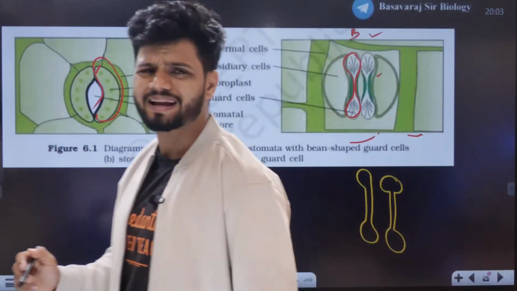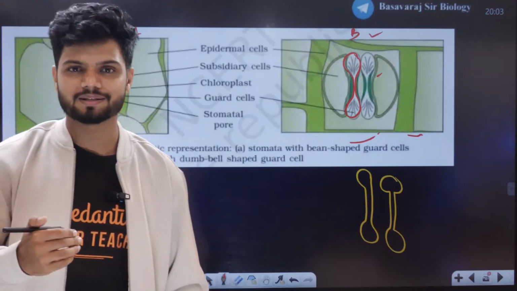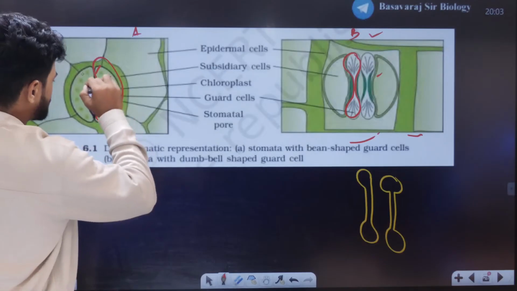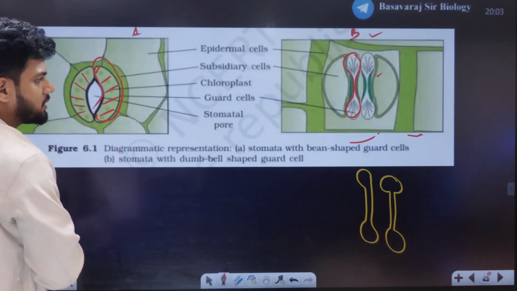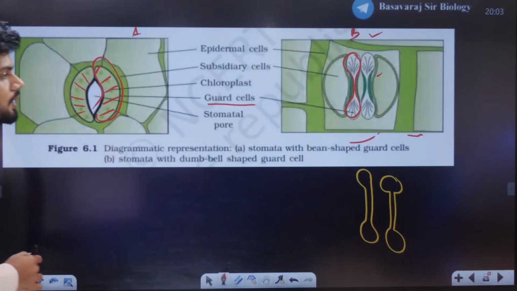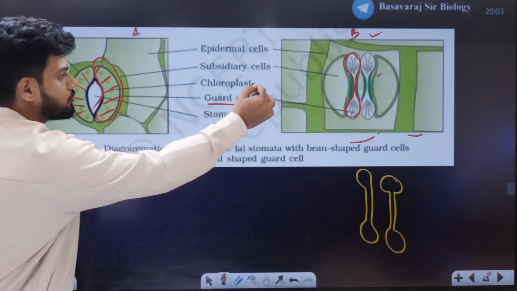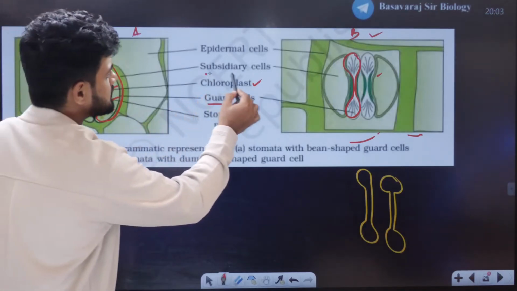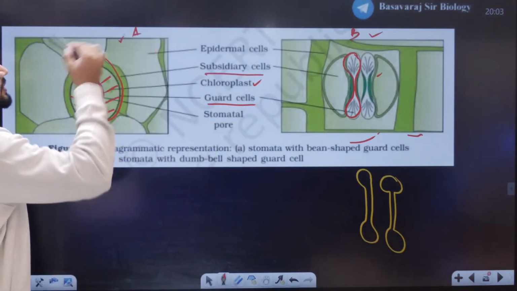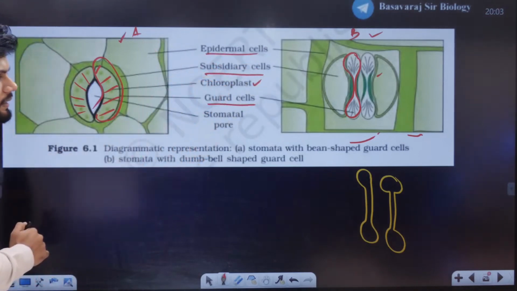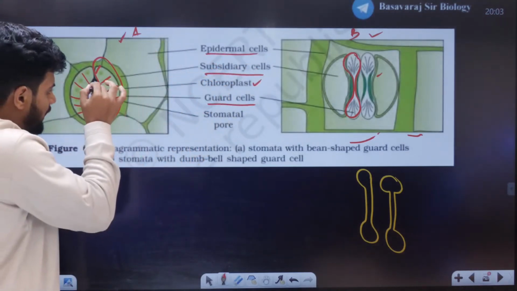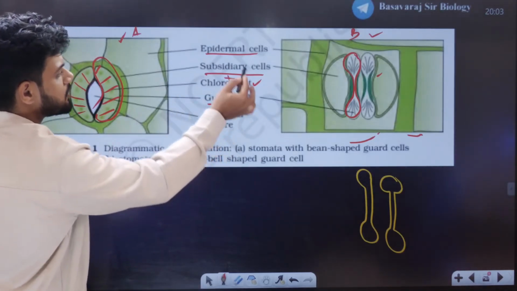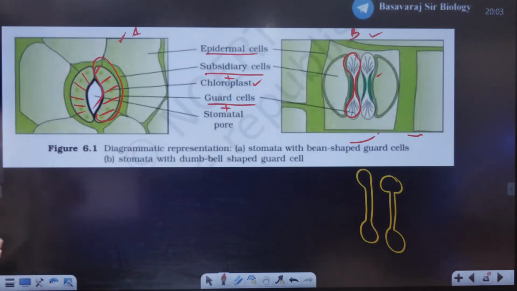Now this entire stomata has multiple parts. For example, these structures right here, which open and close, are called guard cells. Guard cells have chloroplast. Around the guard cells, there are certain cells called subsidiary cells. And the outer cells are called epidermal cells. The middle part is called the stomatal pore. Stomatal pore plus guard cells plus subsidiary cells is the entire apparatus.